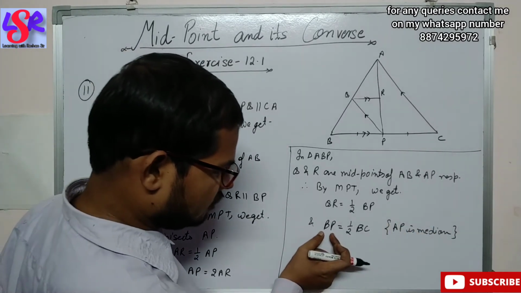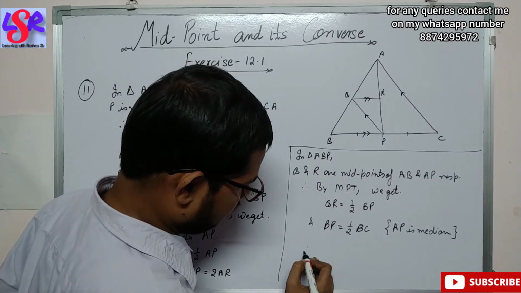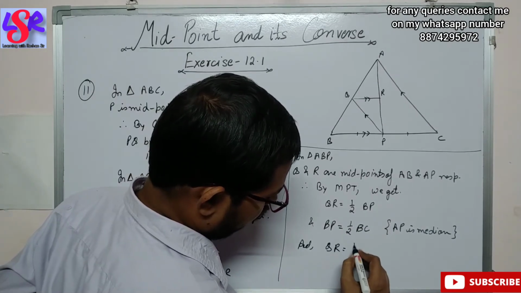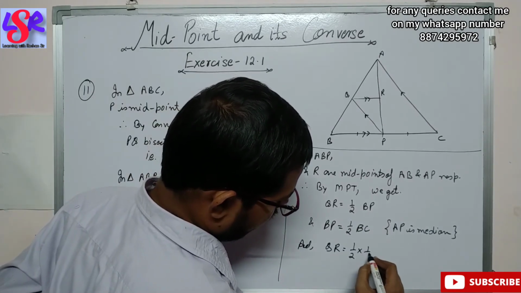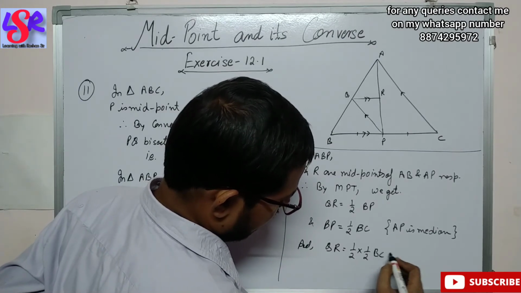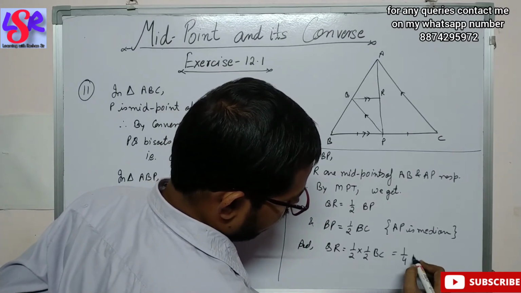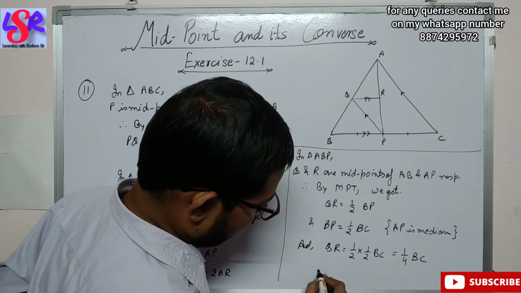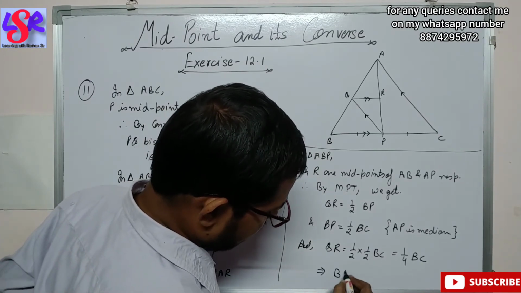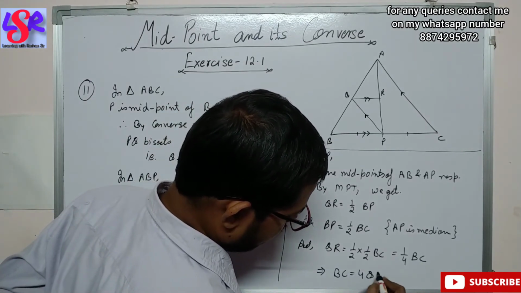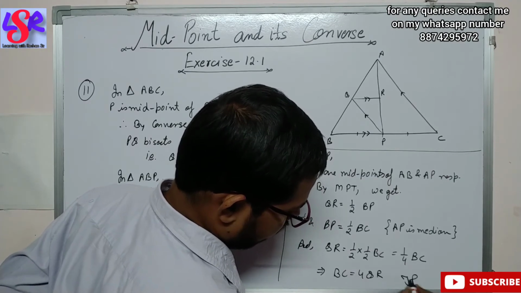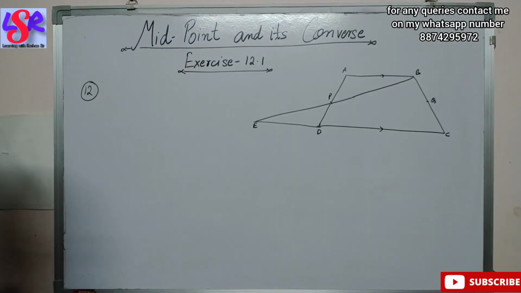Now we can place the value of BP over here, and on doing so we get QR equals to 1 upon 2 into 1 upon 2 BC. That is 1 upon 4 BC. And on doing the cross multiplication, this will give you BC equals to 4 times of QR. Hence proved. Now let's do question number 12.